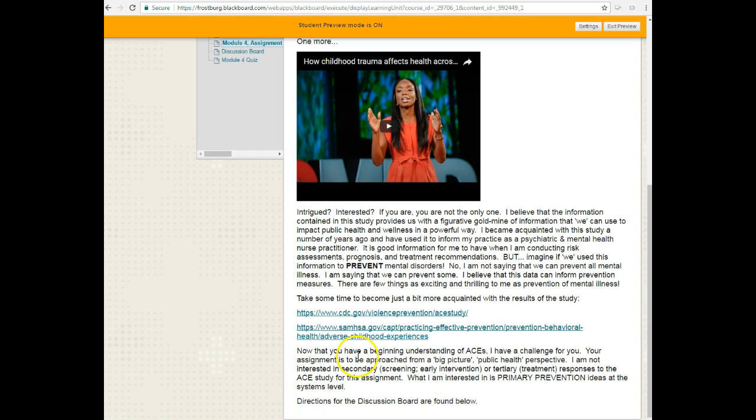So for those of you who are unsure about secondary prevention, that's things like screening or early intervention. Tertiary means treatment after the problem has already occurred. Again, I am interested in you looking at primary prevention ideas at the big level.